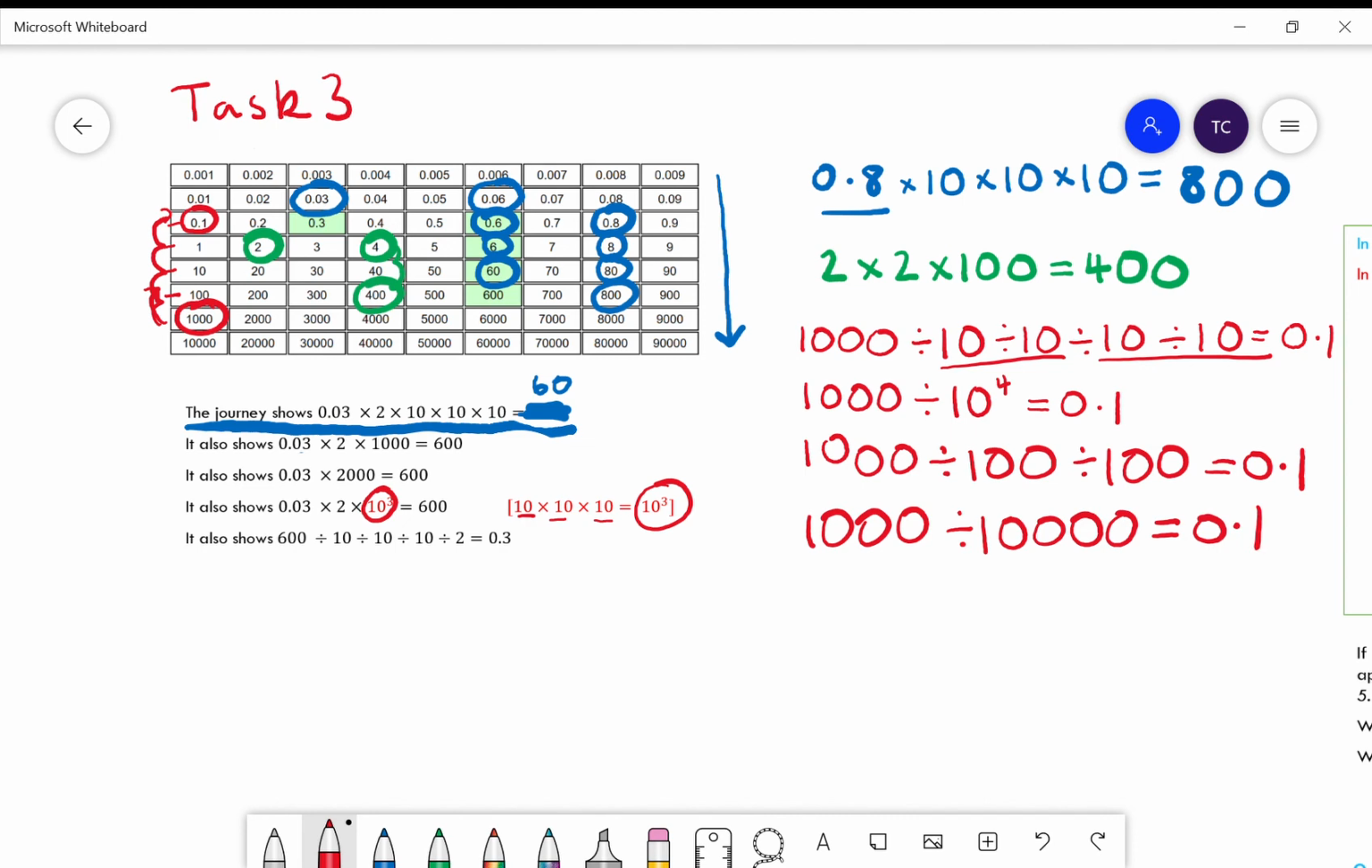Right, now what you can do is check all this stuff with the calculator, see how you get on with it. I would also like you to create some of your own journeys where we're dividing by 10 or 100 or 1000 or even multiplying by 10 or 100 or 1000. If you manage to create any journeys that are not on this grid, that's absolutely fine as well.